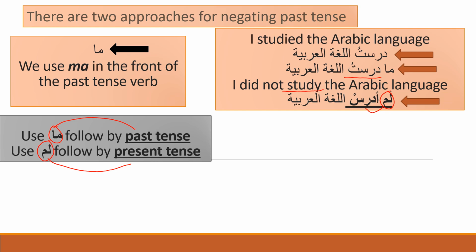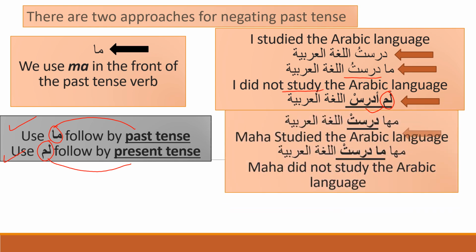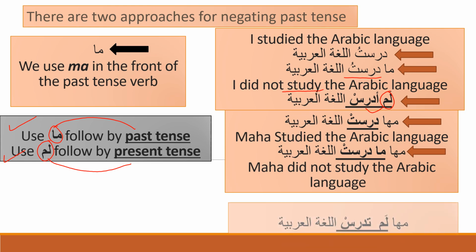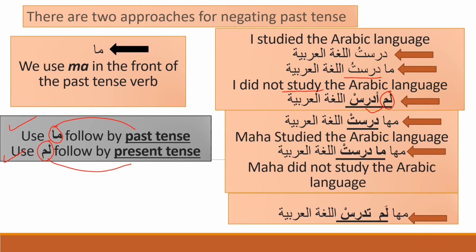So you have two ways to negate past tense. Either you use ما or you use لم. Both of them are correct. Another example, مها درست اللغة العربية. مها ما درست اللغة العربية. If I want to use present tense, I will say مها لم تدرس اللغة العربية.